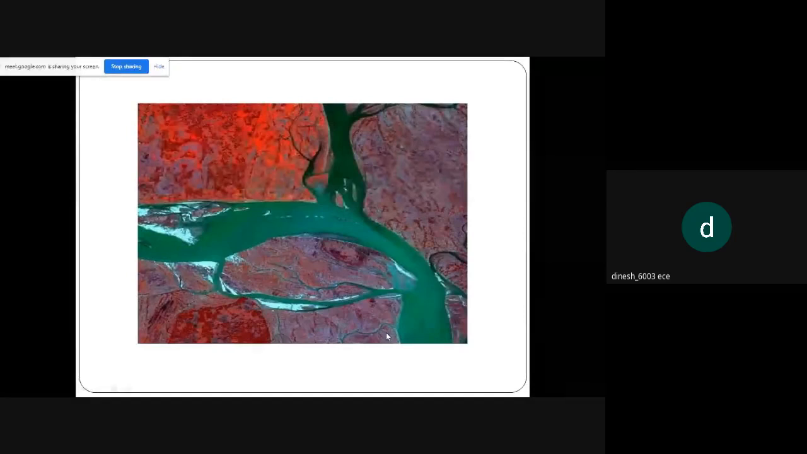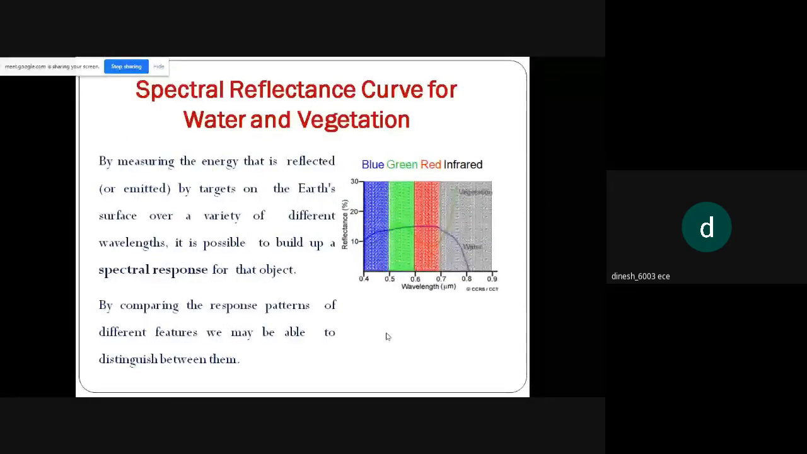By measuring the energy that is reflected or emitted by the targets on the Earth's surface over a variety of different wavelengths, it is possible to build up a spectral response for that particular object. You can see water contents have a blue curve and vegetation has an orange curve. Depending upon the wavelength, it gives different responses. You can see that variation in different wavelengths, how it appears in blue, green, red and infrared regions. By comparing the response patterns of different features, we may be able to distinguish them easily. Here it is given only for vegetation and water.